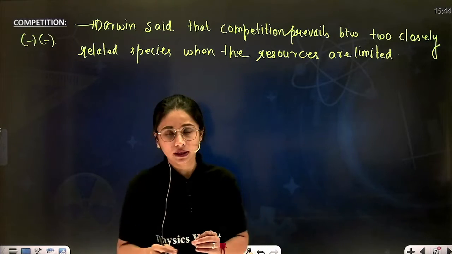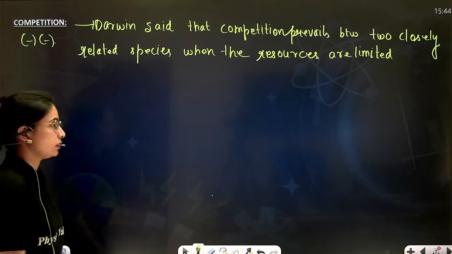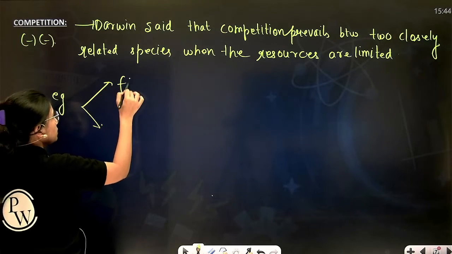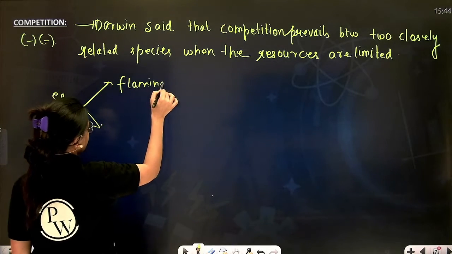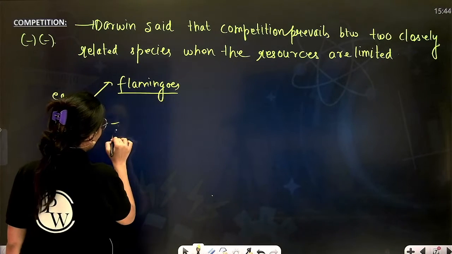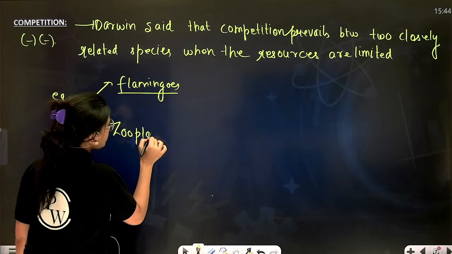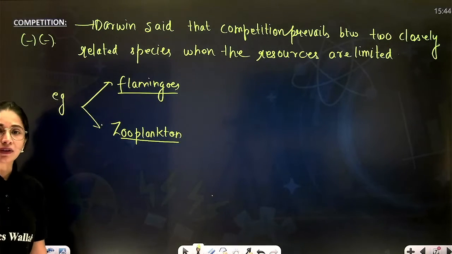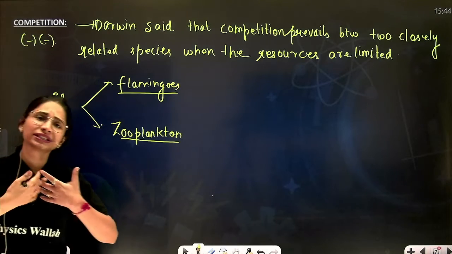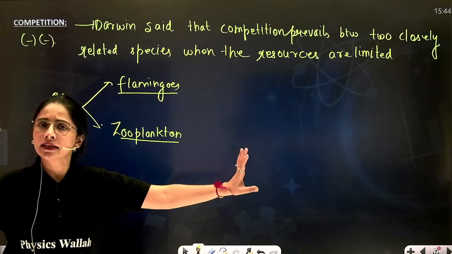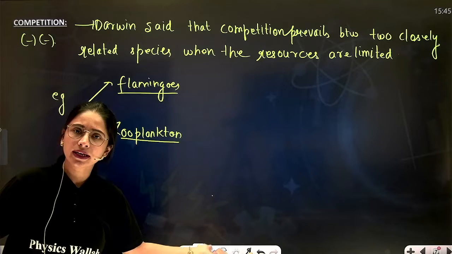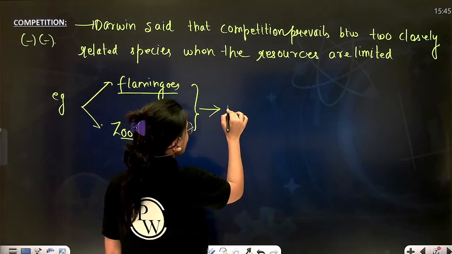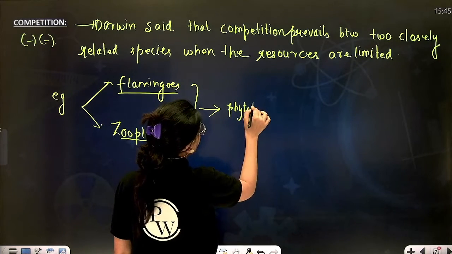However, it was observed that it is not 100% true. For example, two different species. Flamingos are the birds, and zooplanktons are aquatic organisms. In South American lakes, it was observed that flamingos and zooplankton are two highly distant species. They have nothing to do with each other. One is a bird, another is an aquatic organism. They both are fighting for the same resource, which is phytoplanktons in the lake.